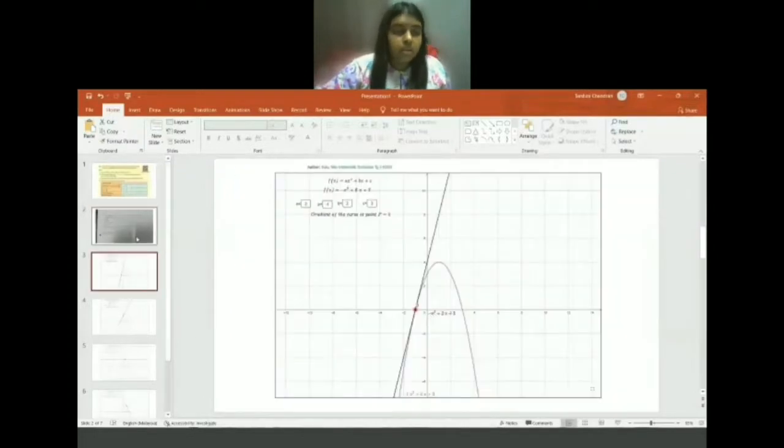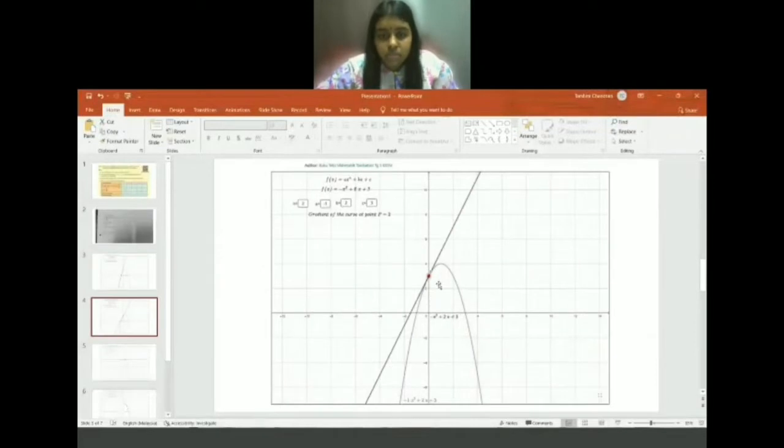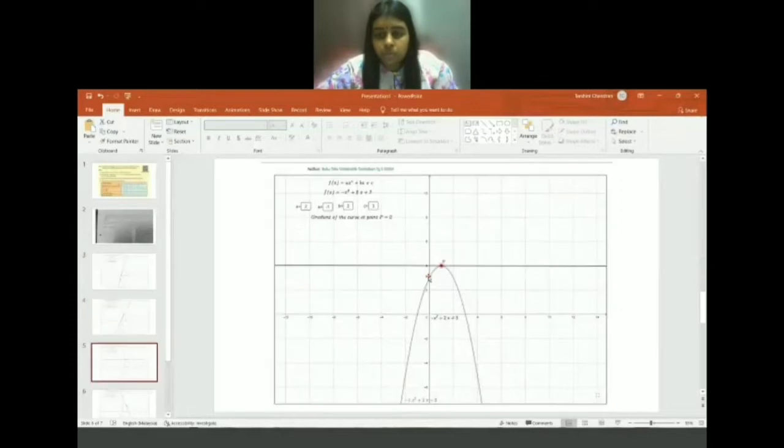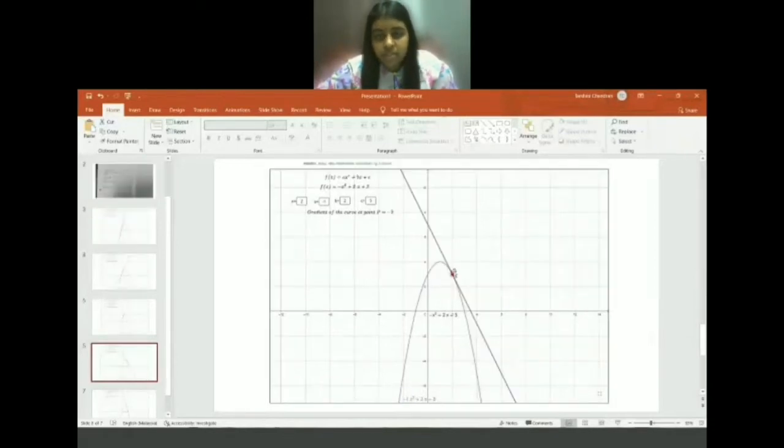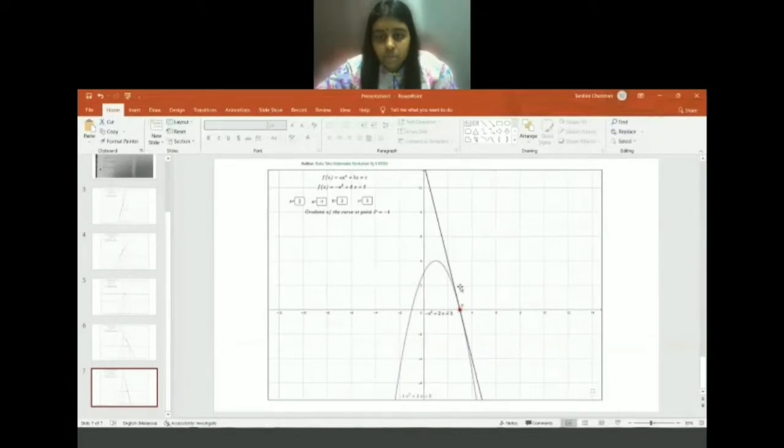The first part, -1. When I drag the point P to -1, the gradient of the curve at point P is 4. Next, when I drag the point to 0, the gradient of the curve is 2. And when I drag the point to 1, the gradient of the curve is 0. This horizontal line shows that the point P is at the maximum point, and this point P is also known as the turning point. So when I drag that point to 2, the gradient of the curve is -2. And when I drag that point to 3, the gradient is -4.